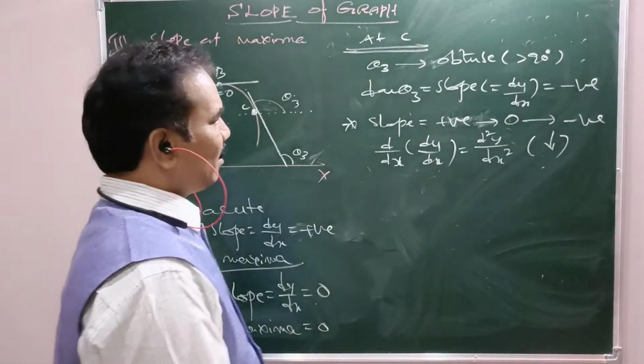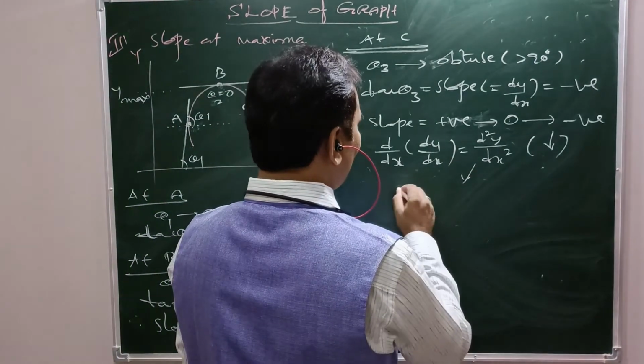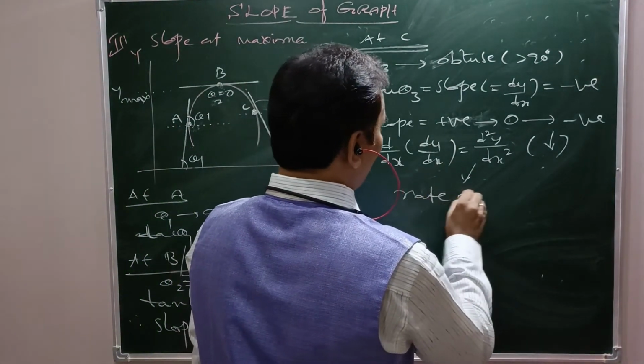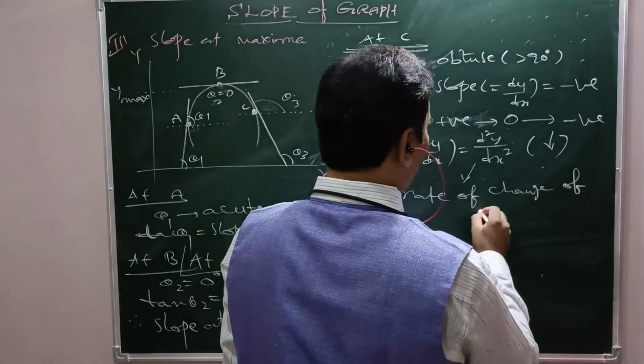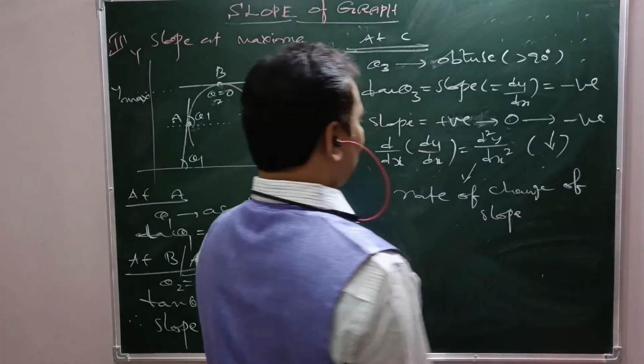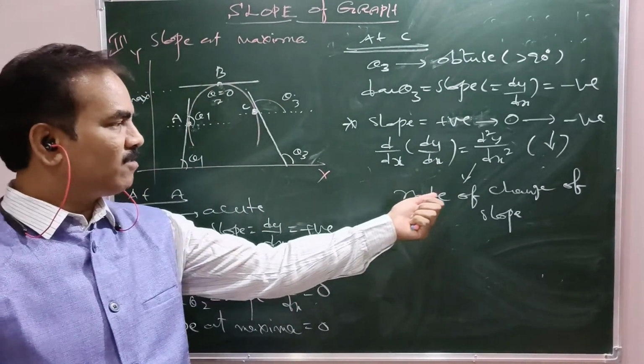Decreases. Right? So this is the rate of change of slope. This is to be pronounced as rate of change of slope.